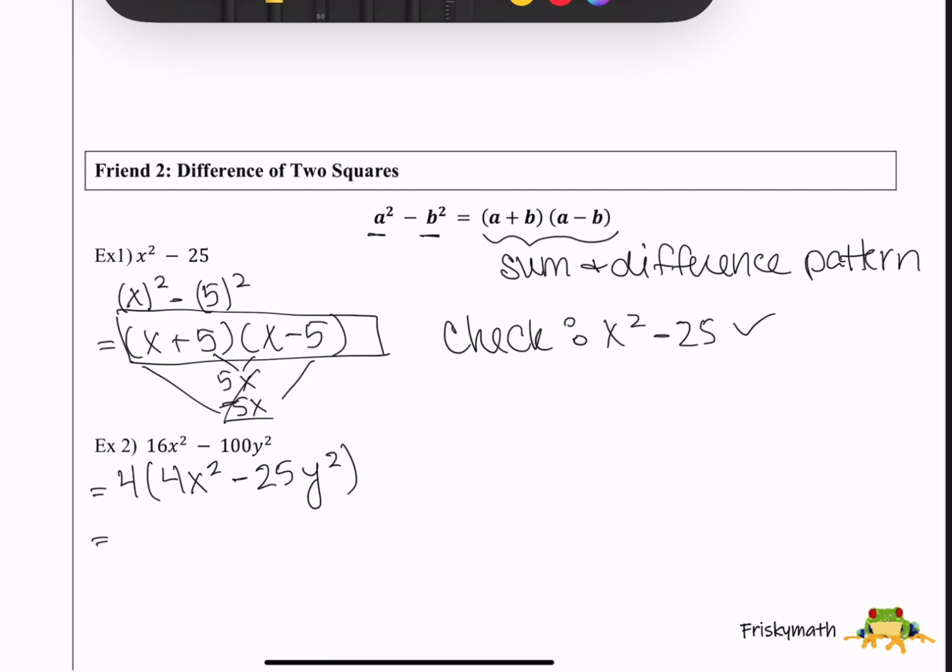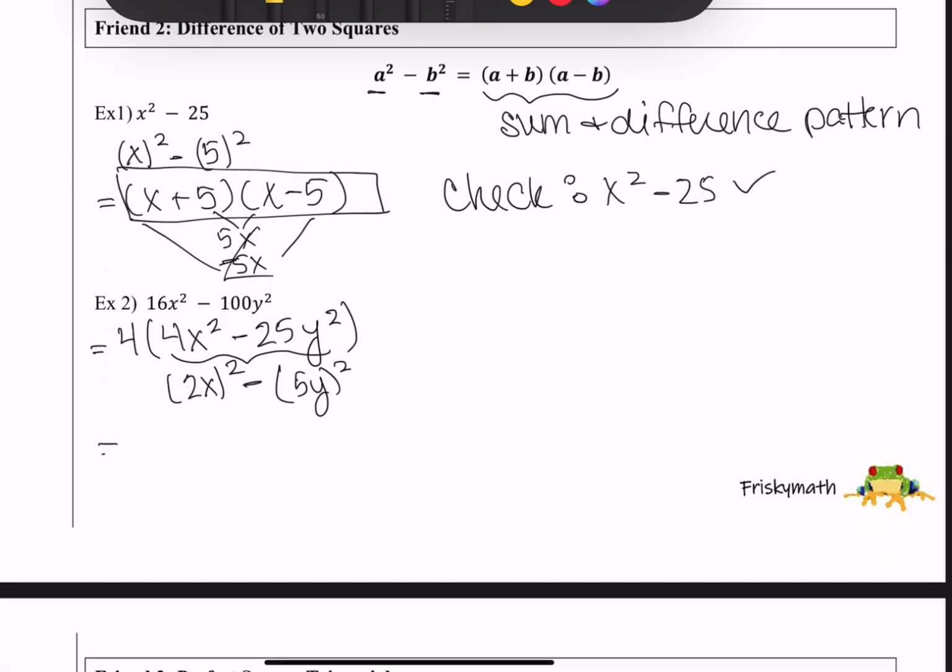What I notice is that this part right here is a difference of two squares, right? So 4x squared can be rewritten as 2x to the second power. The base 2x is being squared. Or in other words, the square root of 4x squared is 2x. And then 25y squared can be written as 5y, the whole thing squared, and subtract those. I'm actually going to move down here.